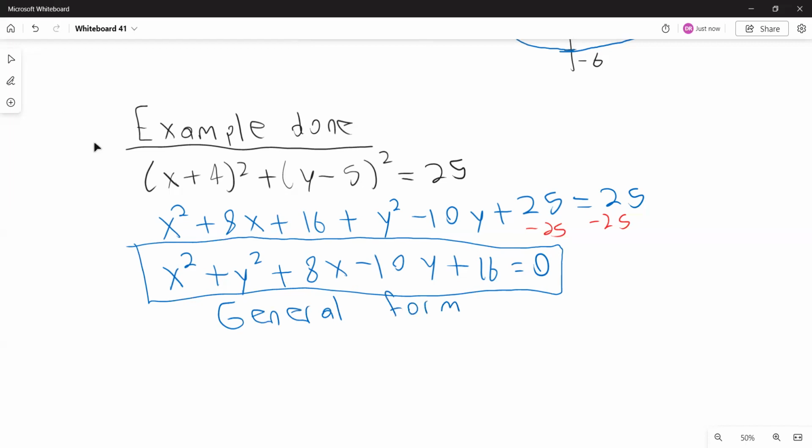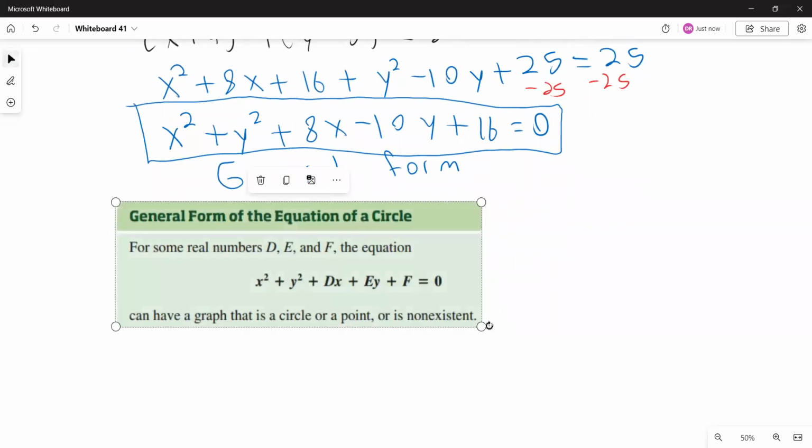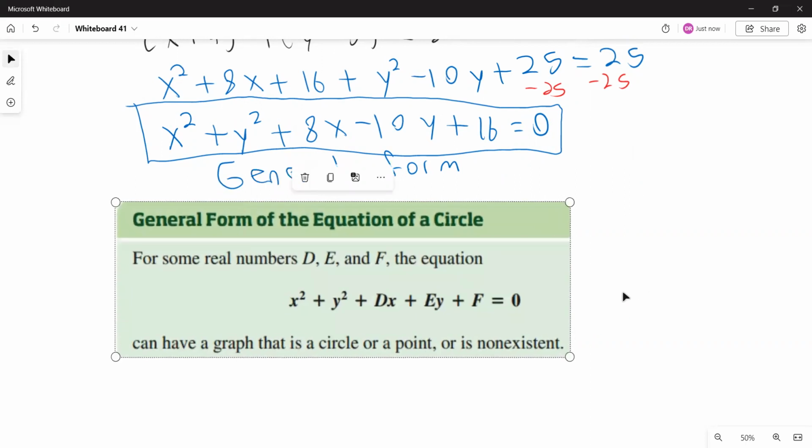And now I'm going to copy that. For some real numbers D, E, and F, the equation x squared plus y squared plus Dx plus Ey plus F equals 0 can have a graph that is a circle or a point or is non-existent. So this equation does not necessarily represent a circle. If the radius is 0, it will represent a point. And if for some reason r squared is negative, it doesn't have a representation on the real coordinate system.